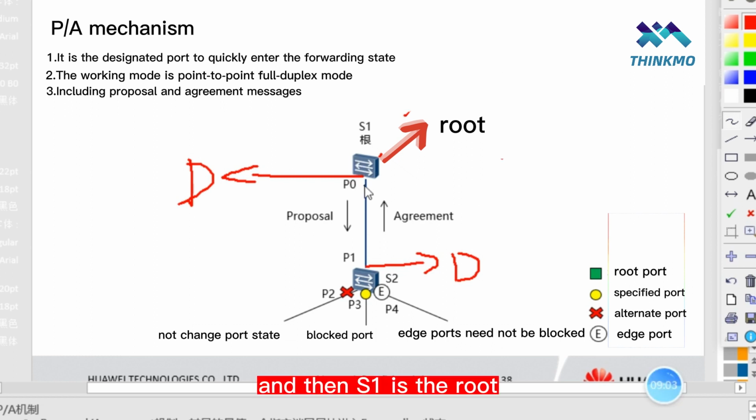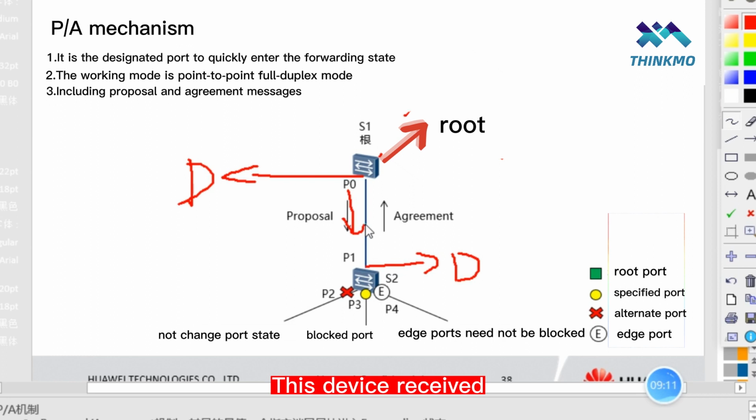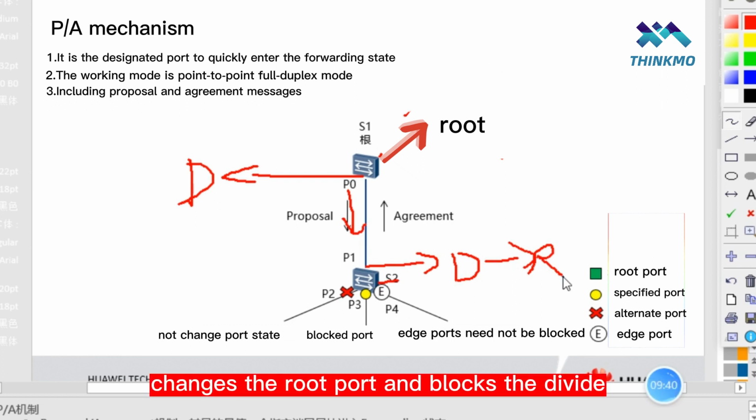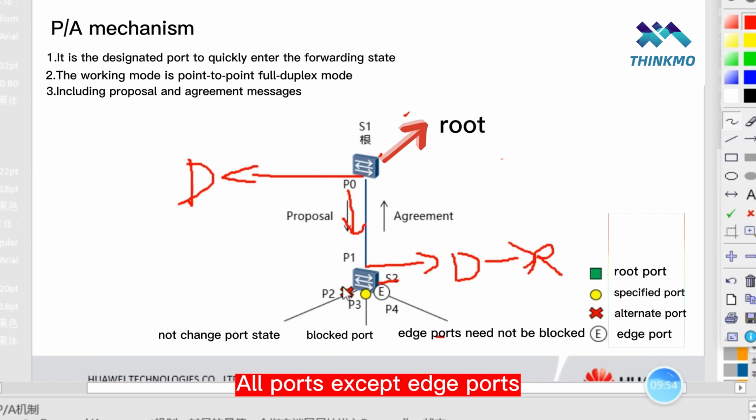And then S1 is the root. Then the device will send out the proposal message. Downstream, this S2 device receives it, and when it receives it, it changes this port from port D to port R. This is what we call the root port. It changes to the root port and blocks all ports except edge ports.